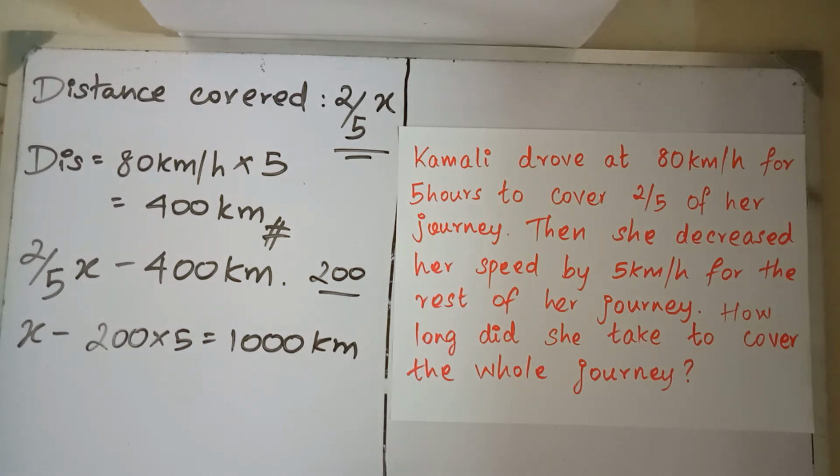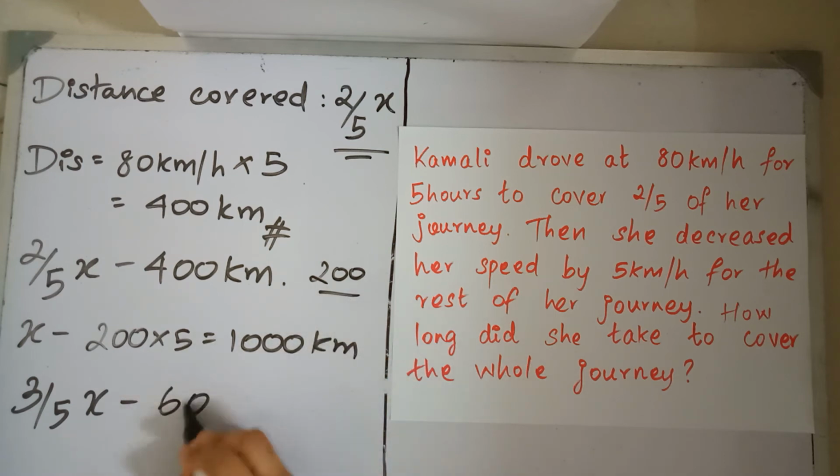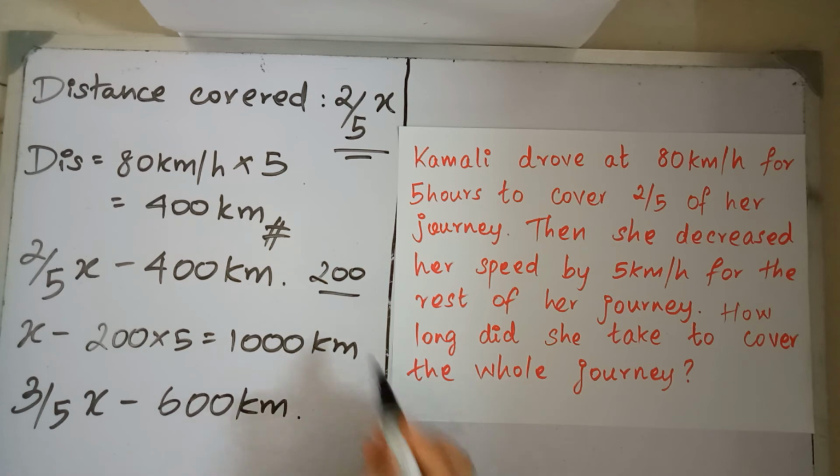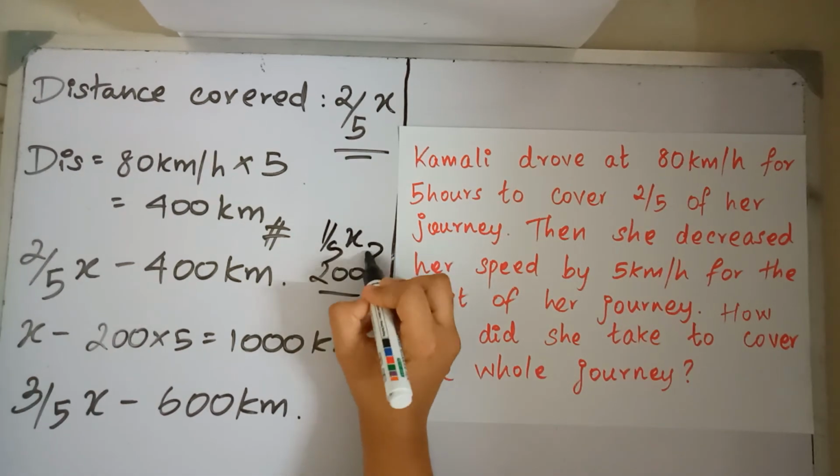Now after that she travels for the rest of her journey by decreasing her speed by 5 kilometers per hour. First we need to see how much is the remainder of the journey. Remainder will be 5 by 5x minus 2 by 5x, because she has already covered 2 by 5x. So the remainder will be 3 by 5 of x. 3 by 5 of x is actually equal to 200 into 3, which will give 600 kilometers, because 200 is actually 1 by 5 of x.